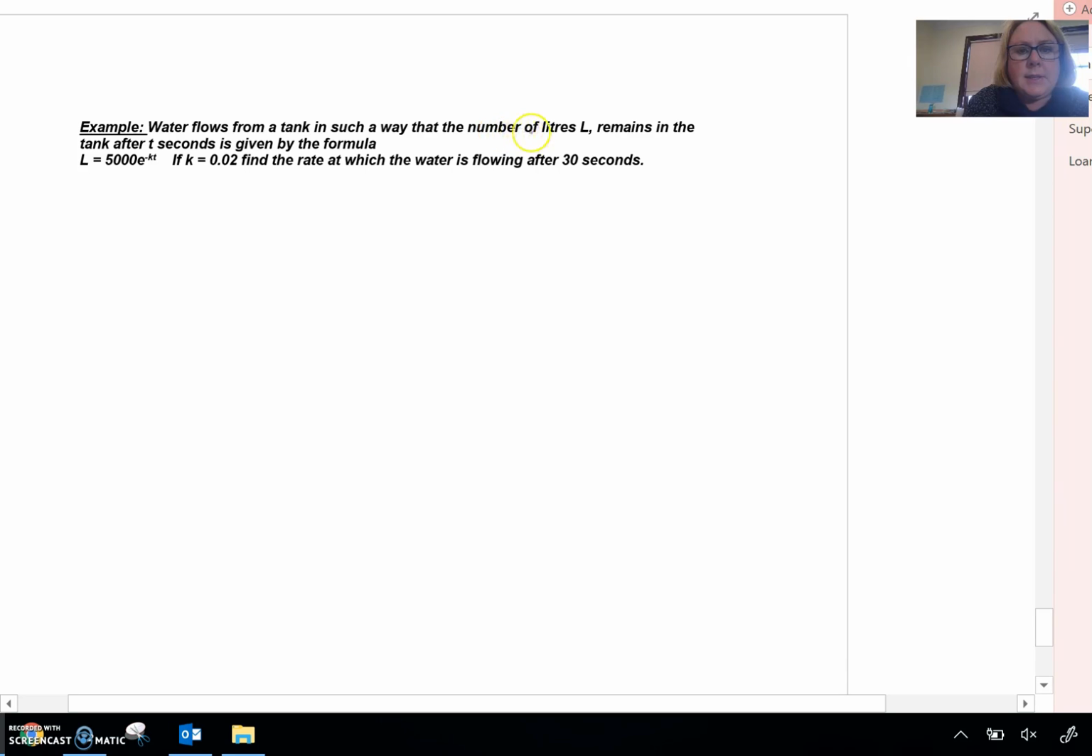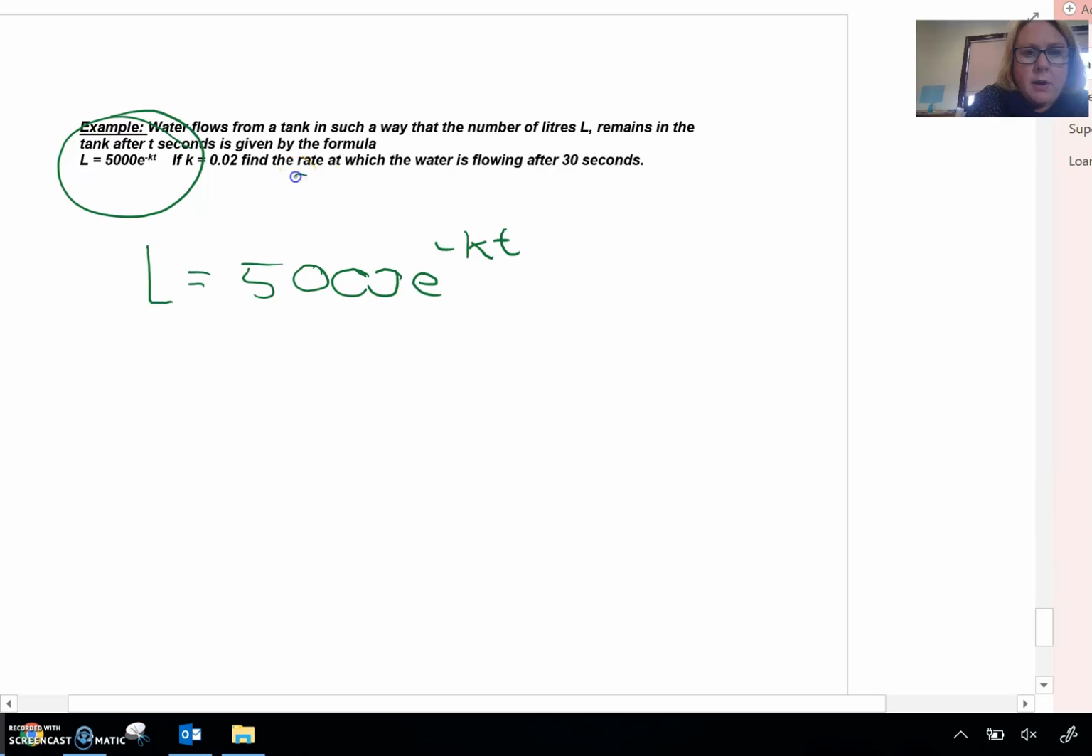Water flows from the tank such that the number of litres remaining in the tank after t seconds is given by, this is more like it. So you can see that this is in the form of Q equals A e to the minus kt, and they've given you K. It says find the rate at which water flows after 30 seconds. Find the rate.